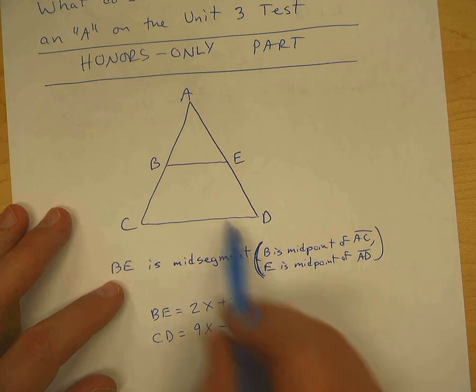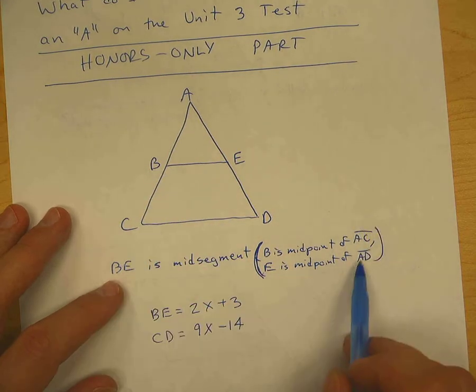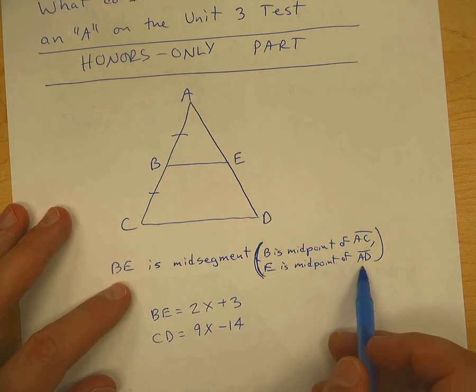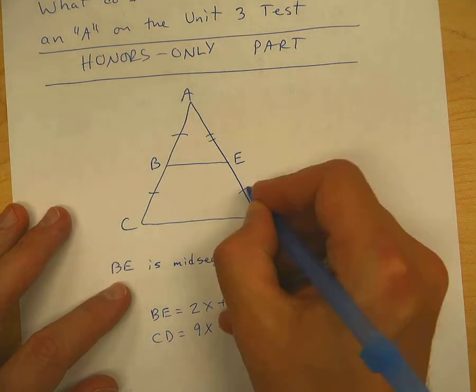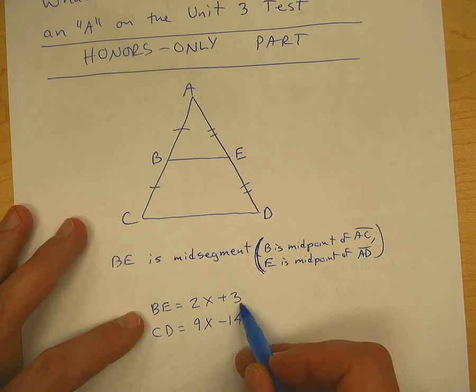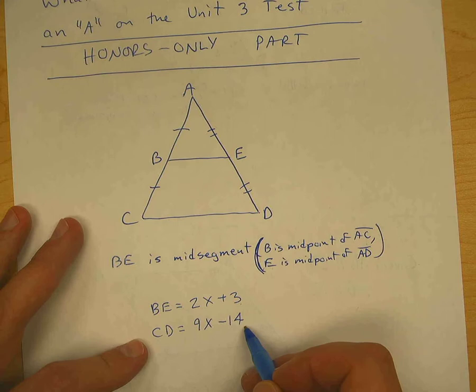That means B is the midpoint of AC. So these two are congruent. And E is the midpoint of AD. These are congruent. So since it's a mid-segment, BE equals 2x plus 3. CD equals 9x minus 14, right?